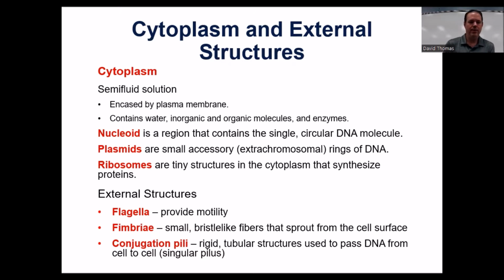And then I mentioned a little bit about the external structures on the cell, the flagellum. Flagella is plural. It's a tail-like structure. The fimbriae, bristle-like fibers coming out of the cell. And then I didn't mention this one, the conjugation pili. This is a tubular type structure that allows DNA from one cell to connect and pass through to get to another cell. So it's a way that prokaryotic cells can transfer DNA from one cell to the other cell. It's a little passageway if you want to think of it that way.